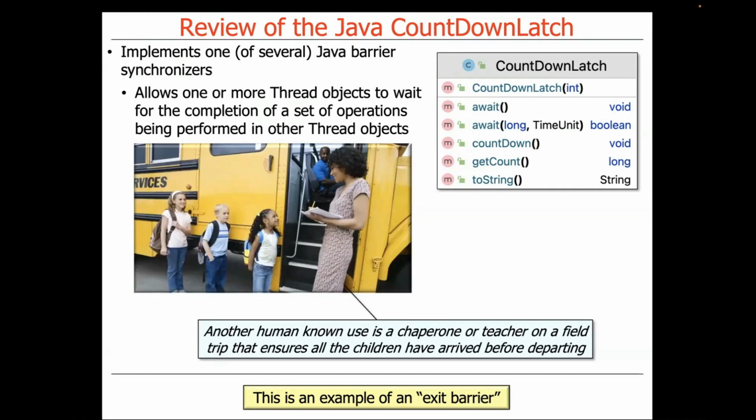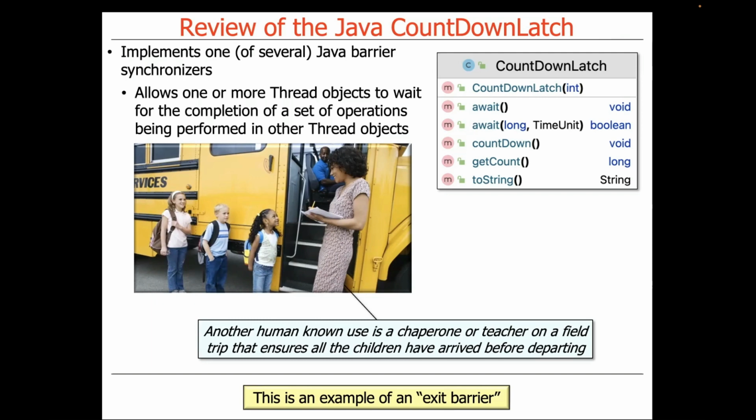Another way to use a CountDownLatch is as an exit barrier. An exit barrier can be used when you have one thread that wants to wait for a bunch of other threads to finish whatever they're doing before it can continue. A human-known example is a chaperone or a teacher on a field trip who ensures that all the children have arrived and are ready to go before the bus departs. So you don't want to leave anybody behind.